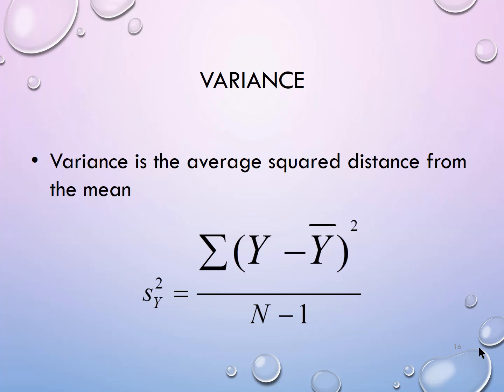Because the variance is just the average squared distance from the mean. So the formula is the sum of our squared deviations over n minus 1. And this is the symbol for the variance.